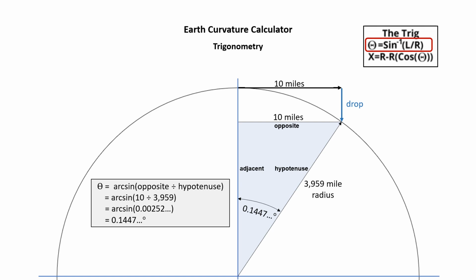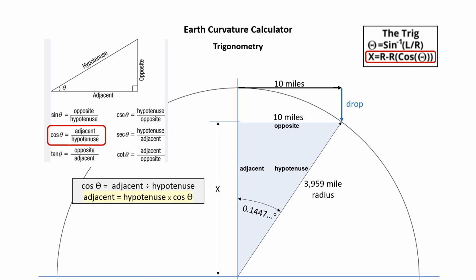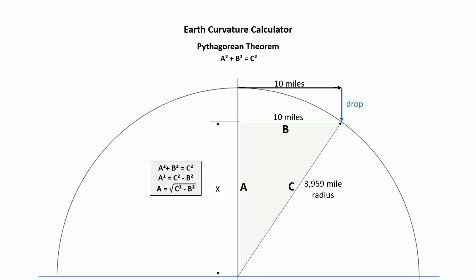When I do the calculations, I get an angle of 0.1447 degrees. Also, when you see 3 dots like this, that means that I did not round that number off in the calculator for the next calculation. The next thing I need to do is find the length of the adjacent side. And the adjacent is equal to the hypotenuse times the cosine of the angle. And this calculation gives me a distance of 3,958.9873 miles. Now, for comparison, I'm going to do the calculations using the Pythagorean theorem.